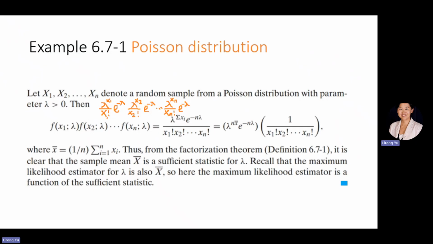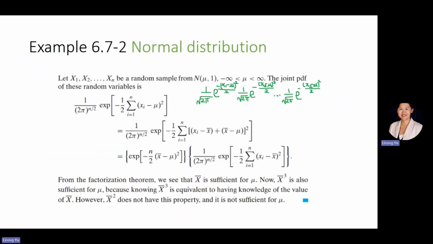So it looks like we're basically factoring the likelihood function in order to identify which part of the factor is connected to lambda and which part is not connected to lambda. So the determination of a sufficient statistic depends on how we factor the likelihood function.